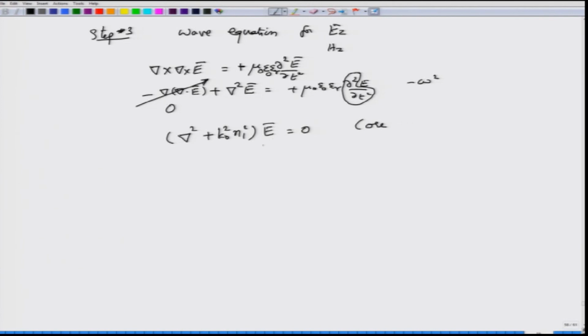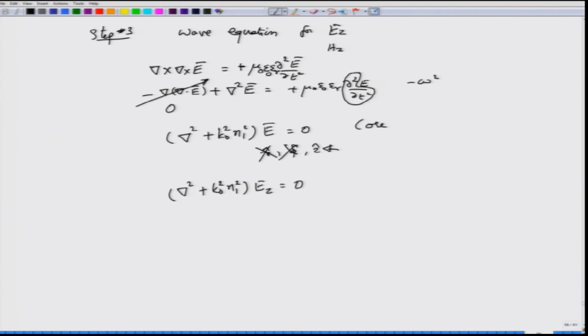Again, this electric field will have r component, phi component and z component. We do not want any wave equation for r and phi, because we want a wave equation for z component. So, the equation for z component will be del square plus k0 square n1 square in the core Ez equals 0. This is the Helmholtz equation.